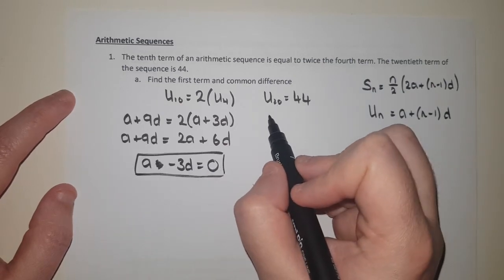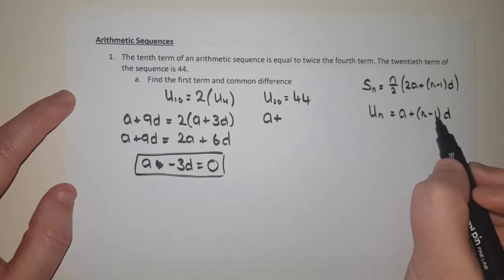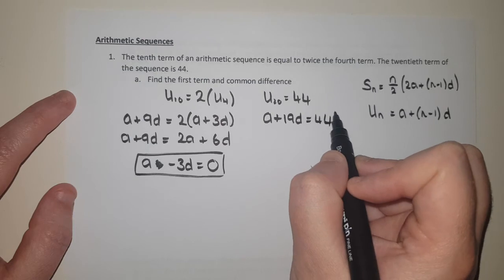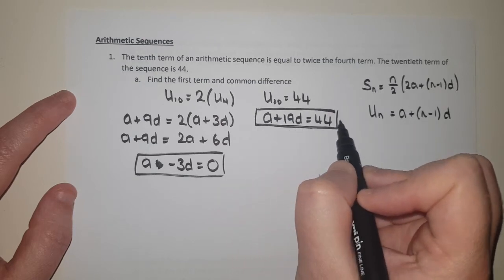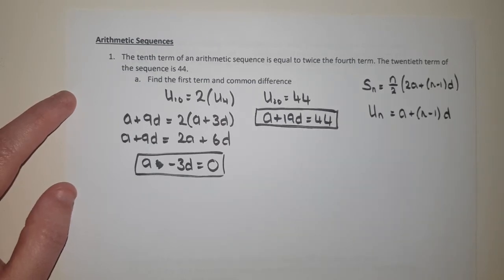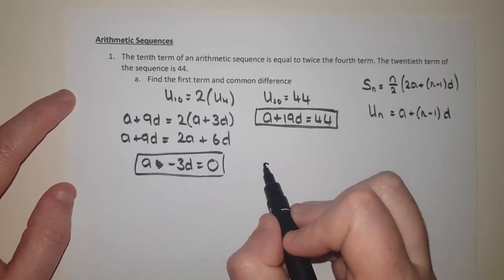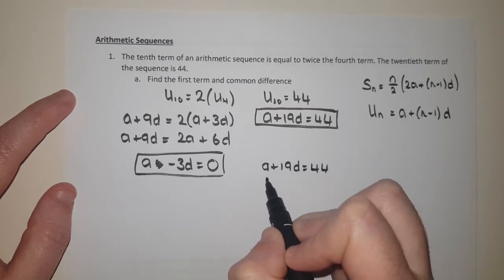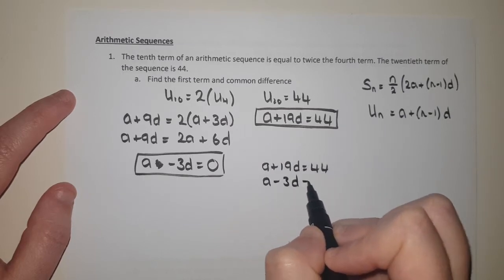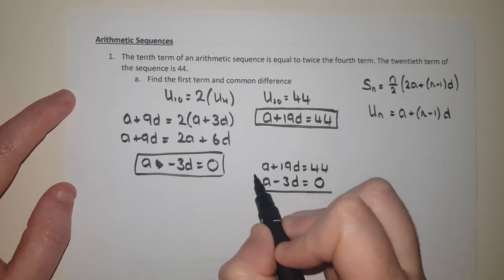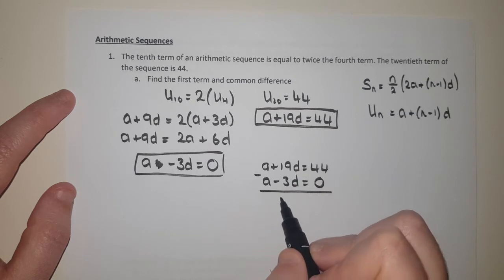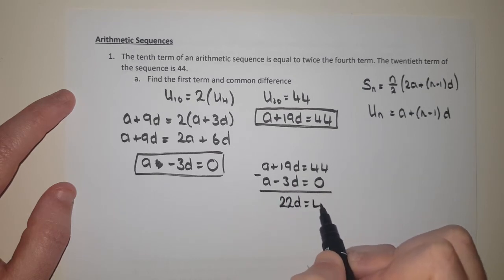If I do the same thing with u20, I get a plus 20 minus 1 is 19, so 19d equals 44. There's my second equation. Remember what we said, that with arithmetic sequences you are going to come up with a lot of simultaneous equations. So a is already the same in this, so I don't need to multiply anything. I just need to subtract one from the other. So top row subtract the bottom, a subtract a is going to cancel out. 19 minus minus 3 is going to give us 22d equals 44.